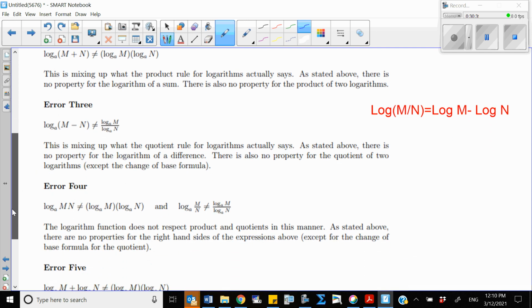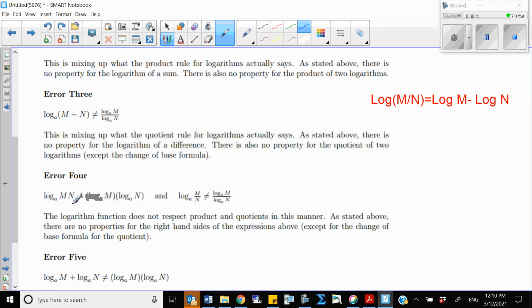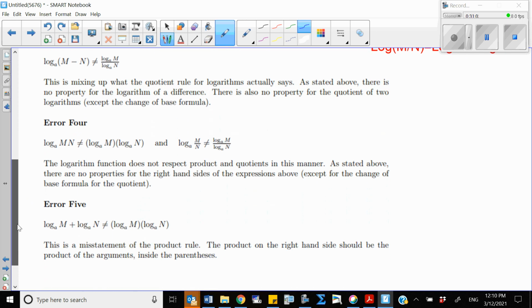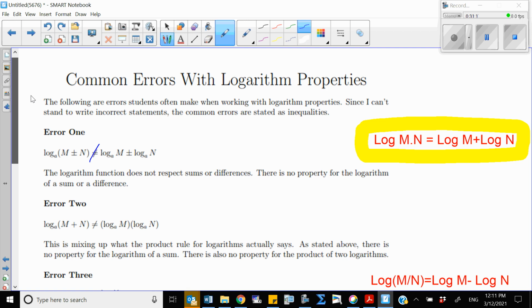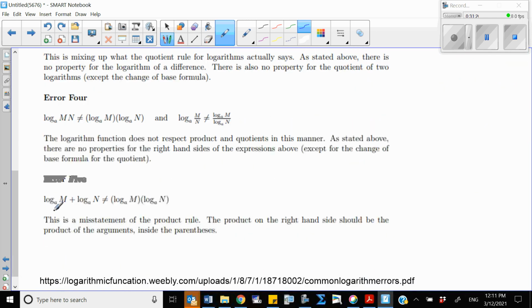Next error could be this one. If you have log of m times n, can I separate the factors and just write log of m times log of n? No. Or if I have log of m over n, can I write this as log of m divided by log of n? No, none of these work. And the last one is when you have log of m plus log of n, can I write it as subtraction between two, the product between two logs? No. So make sure you keep these common errors in mind and do not make these mistakes when you are working on log problems.